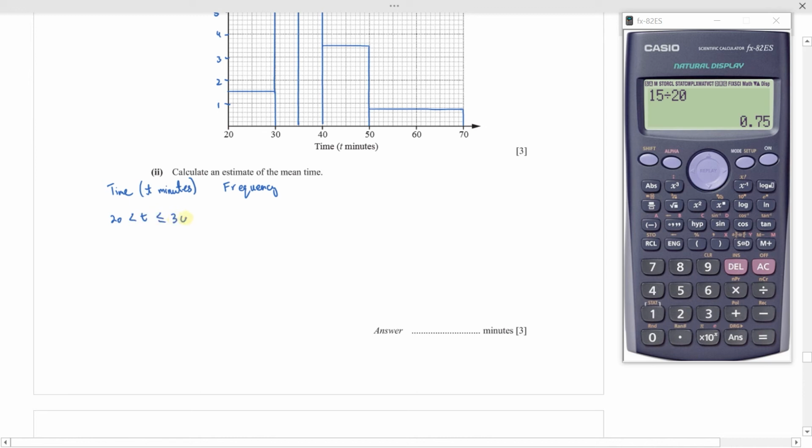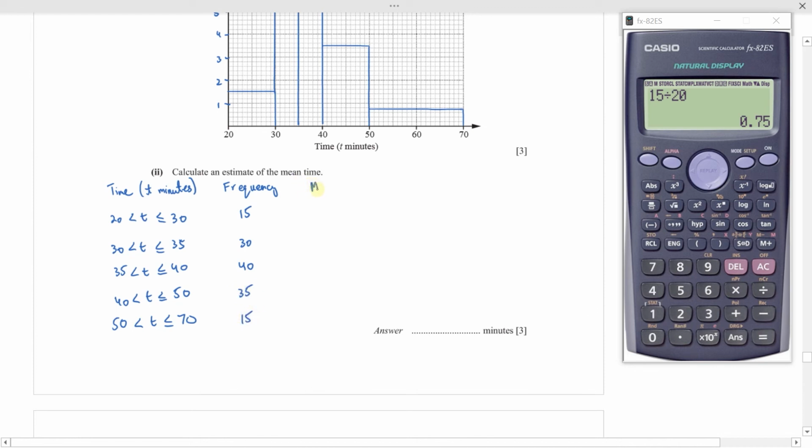less than or equal to 30, then 30 to 35, 35 to 40, 40 to 50, and then 50 to 70. And your frequencies are 15, 30, 40, 35, and 15.